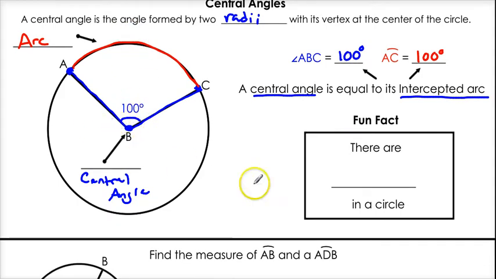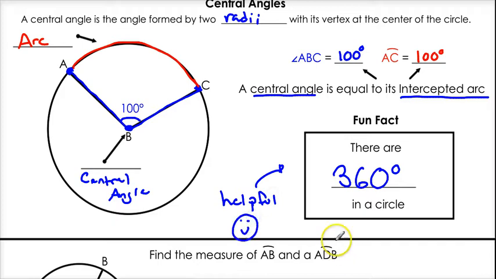But something that's really going to help us out today is this fun fact. And that fun fact is something you probably know, but there are 360 degrees in a circle. All right, that is your fun fact for the day. But this is going to be very helpful. Let's put a little helpful sign next to that. And let's put a nice little happy face like that. Whoop! This is going to be helpful.